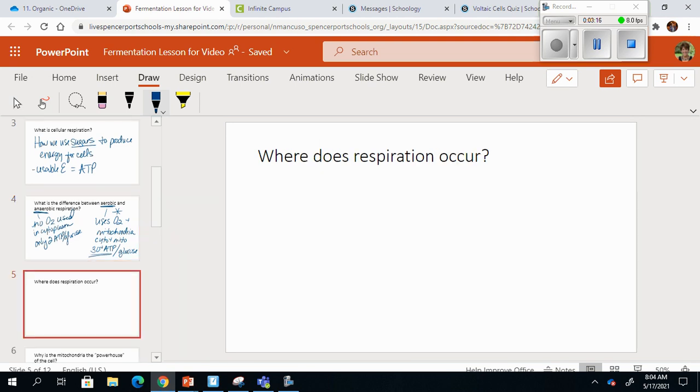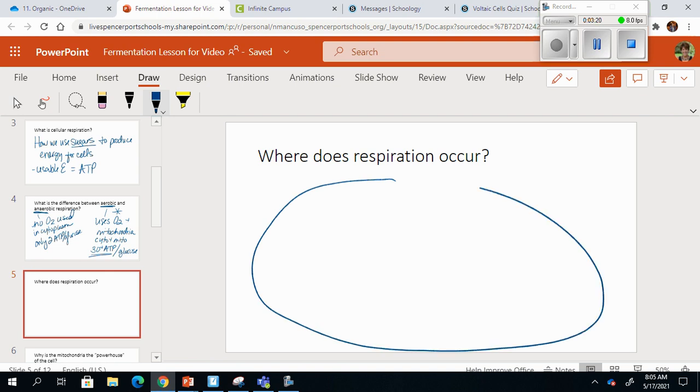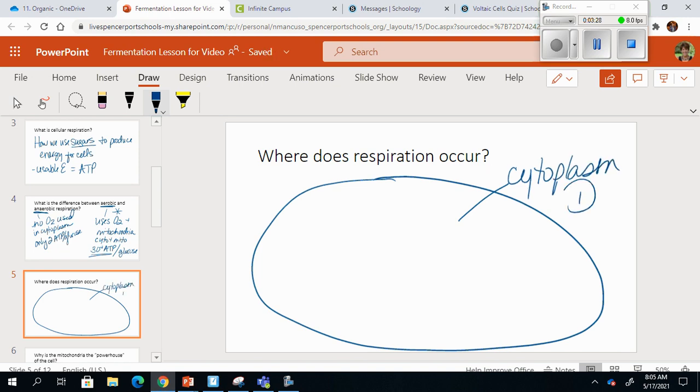All right, so let's talk about respiration, where it occurs. So we're going to draw a cell here. And so the main part inside of a cell is cytoplasm. And this is where step 1 occurs. So we're going to have 3 steps of aerobic respiration. Step 1 is for anaerobic and aerobic. And then here's going to be my mitochondria.